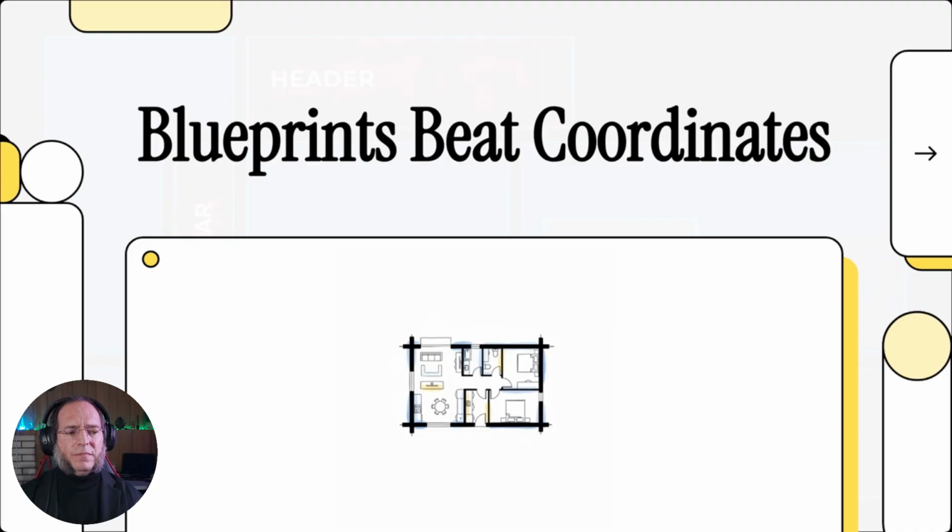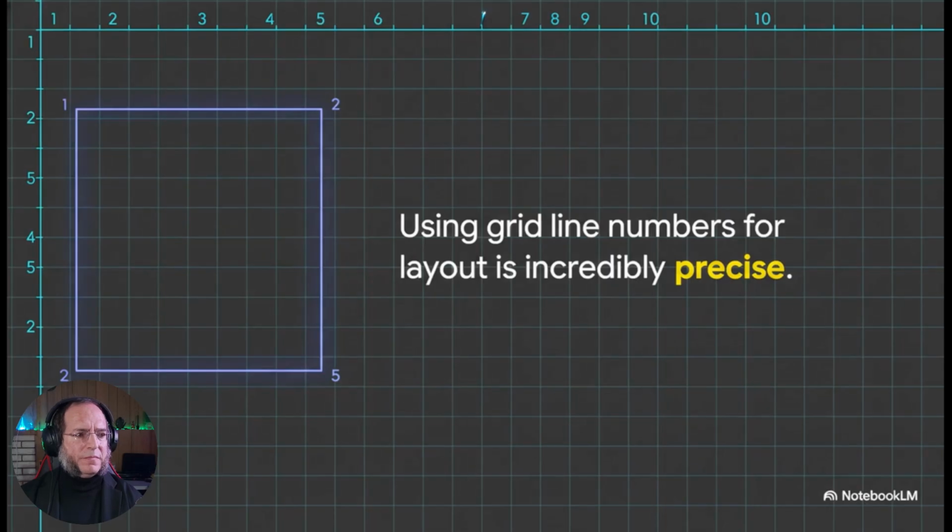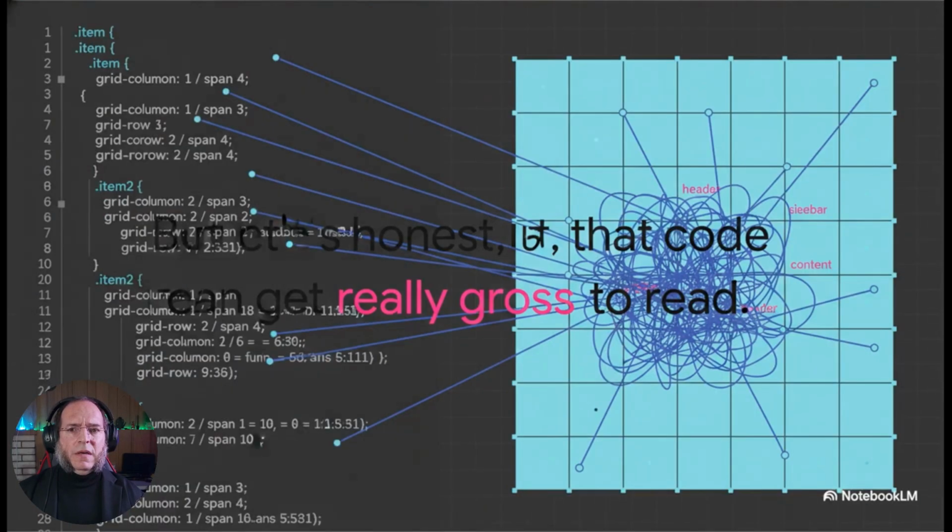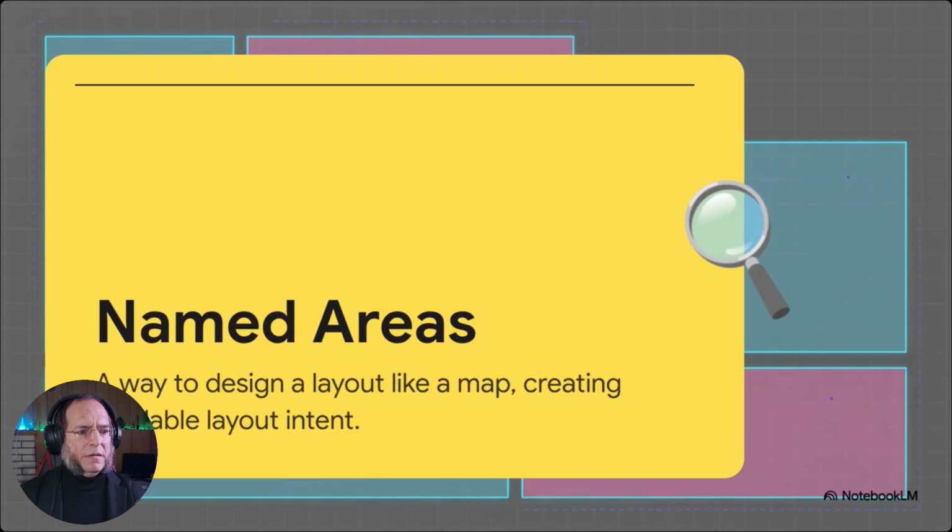So let's talk about building layouts with CSS Grid using line numbers. Sure, they're super precise. You can nail down exactly where everything goes. But wow, that code can get really gross, really fast. It's a mess. There's a much better way.